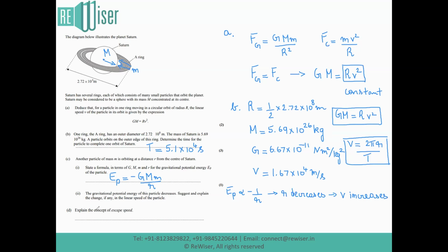Moving ahead, we need to explain the concept of escape speed. We define escape speed as the value of speed that any test mass needs to possess on the surface of a planet such that it can move an infinite distance from the planet, or in other words, it can escape the gravitational pull of the planet.